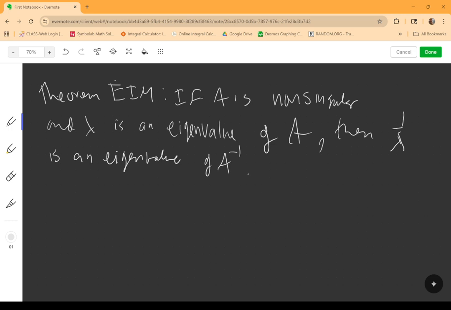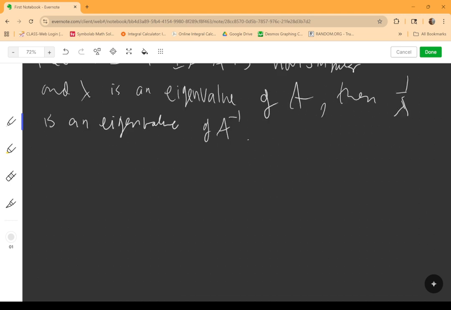And again, in the next video we'll see why we don't have to worry about lambda being 0, because we're assuming here that A is non-singular, so lambda being 0 is not possible. We'll put that into a theorem in the next video, but for now, we can assume this. As long as A is non-singular and lambda is an eigenvalue of A, then for the inverse, you just take the inverse of the scalar, which is 1 over lambda. So a nice little property here.